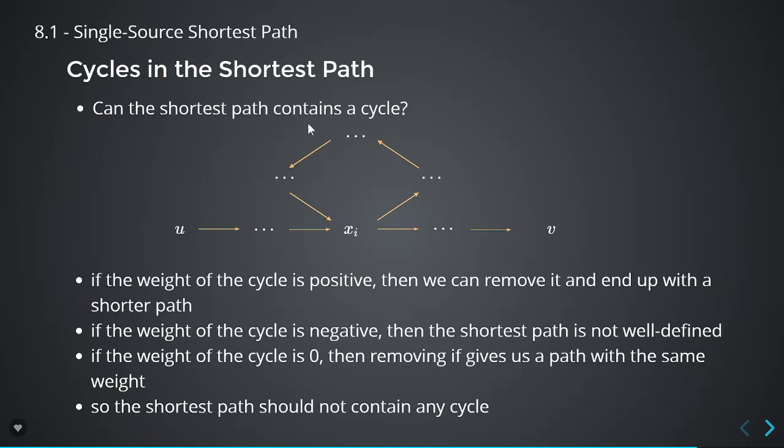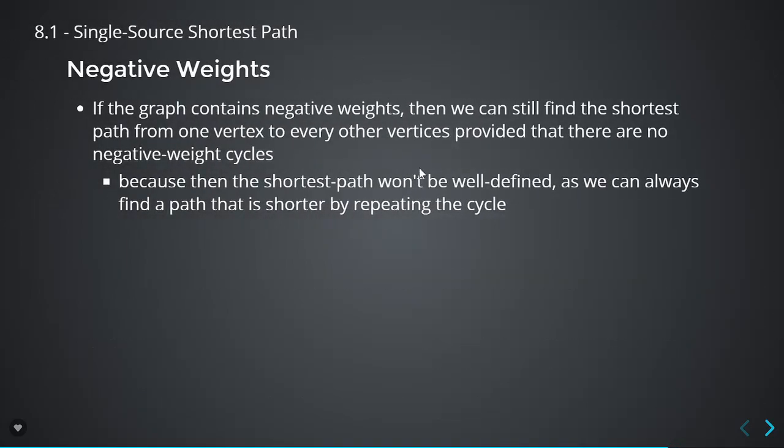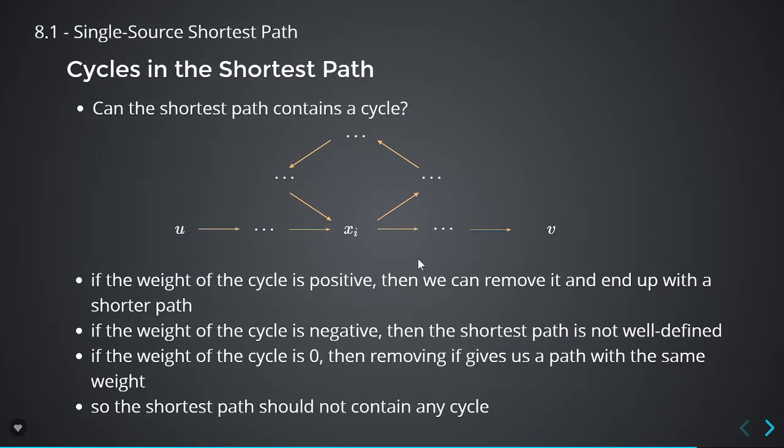So the weight of the cycle cannot be positive. If the weight of the cycle is negative, then we enter the general condition that we talked about here. We're just going to say, oh, well, we can't find the shortest path because it's not well defined. So we can't have that either. Which means that the only possibility is for the cycle to have a weight of 0. So it's completely neutral. But then if you remove that, you get a path with the same weight. So we're going to adopt another convention. We're just going to say that the shortest path you have will not contain any cycle. Okay.